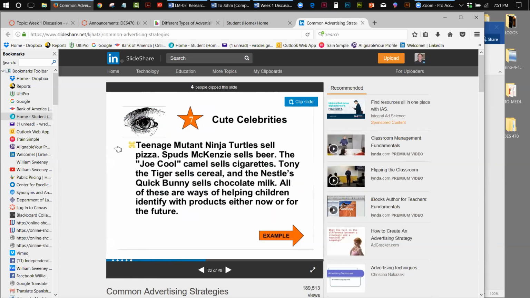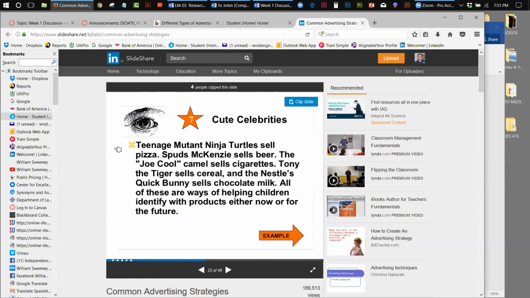whereas Teenage Mutant Ninja Turtles have nothing to do with any products. They basically are a brand that is a cartoon-based brand. They're cartoon-based characters, and they are employed by a company that has nothing to do with them to sell a particular product. In this case, you're talking about pizza.